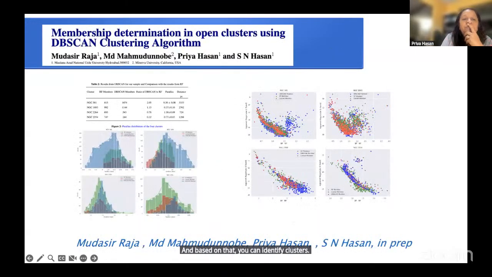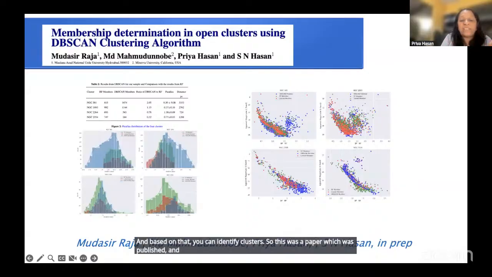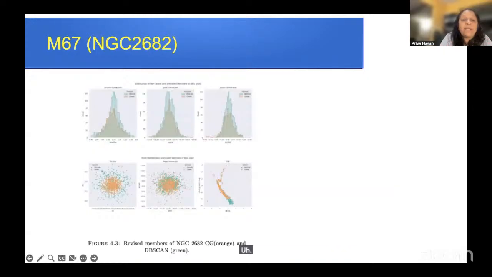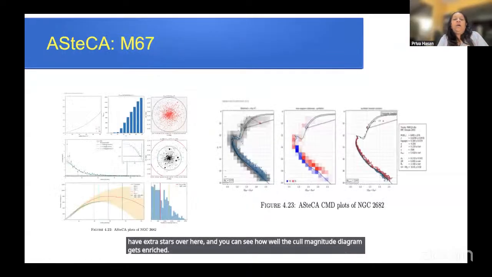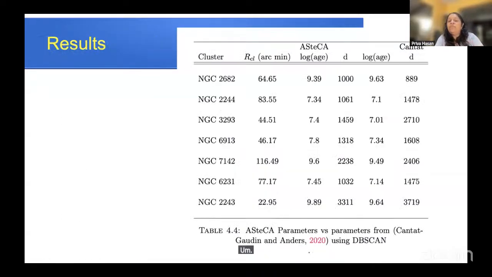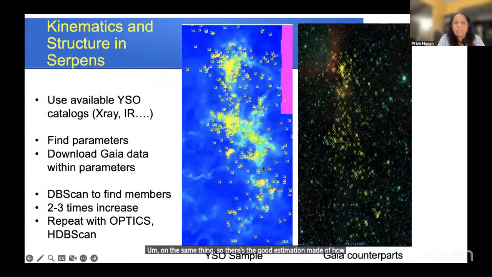This was a paper which was published, and you can go through it and find these things, where you can see that we have these three colors for the ones we had with the DB scan, and the red stars are the ones from the training set, just to compare and see how well we did. This is the one for M67. You can see we are going deeper, therefore you have extra stars over here, and you can see how well the color magnitude diagram gets enriched. So there's a good estimation made of how we get the parameters.